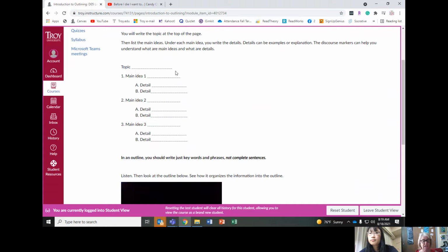So back to soccer, our topic would be soccer. The first main idea would be the rules, and the first detail might be you must have 11 players on the field. The second detail might be the soccer ball must be hit inside a net to score a point. And you could go on and on with rules, okay? And then your second idea was the uniforms. And then what do we say about the uniforms? And then the third idea was the history. When did soccer start? Who started it?